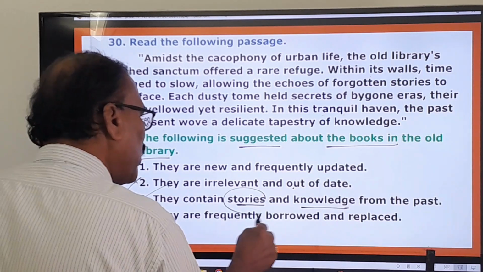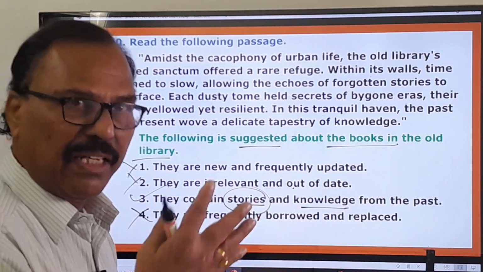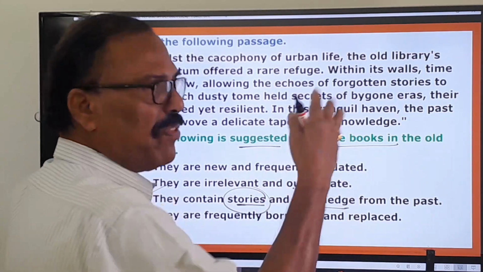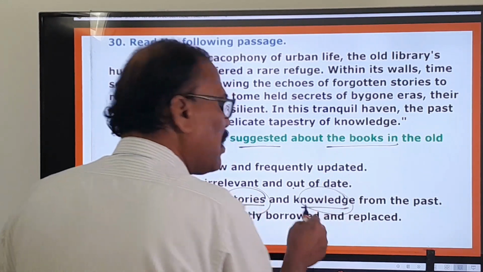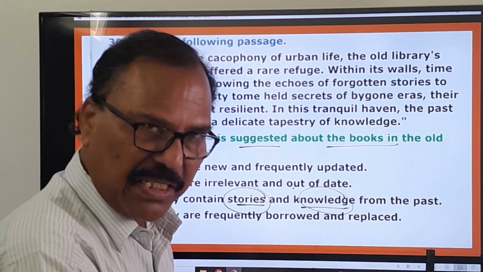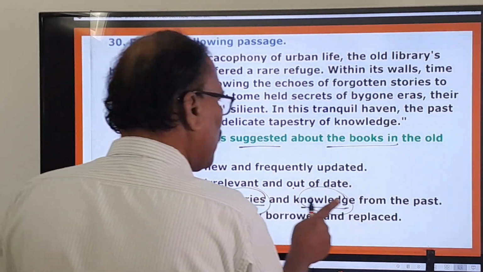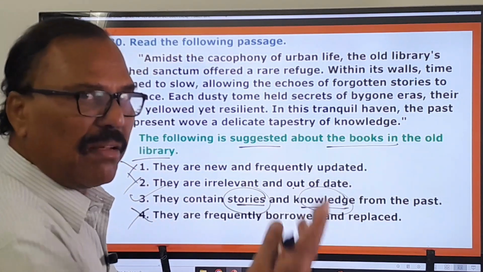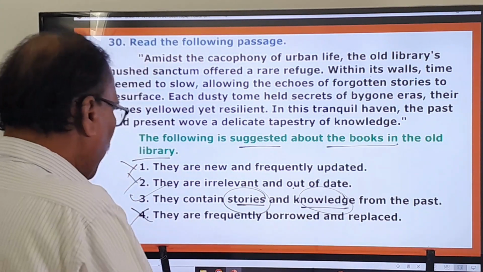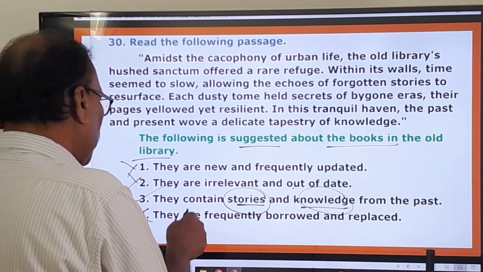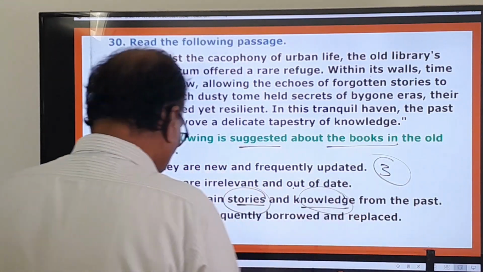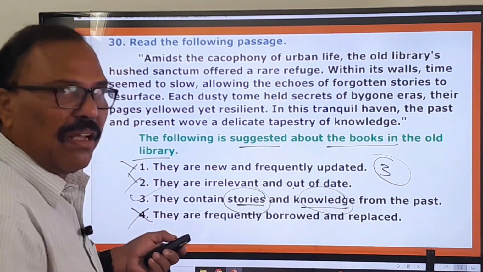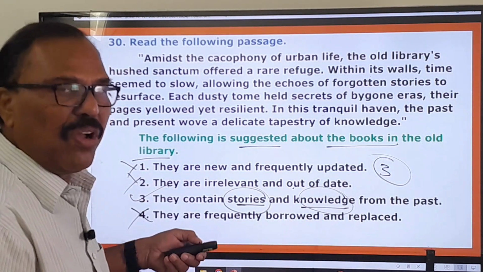The books in the library will contain stories of the present and of the past. They also contain knowledge about the past and about the present. So like that, they contain stories and knowledge from the past and from the present. Therefore, this is the answer. The third one is your answer. And with this, the first part of this video comes to an end.